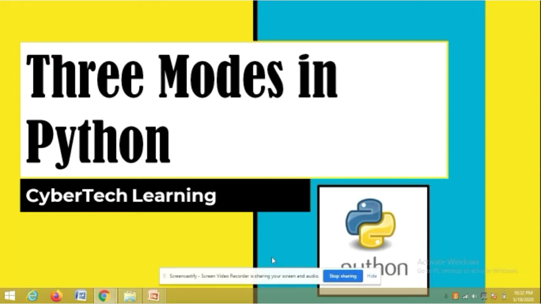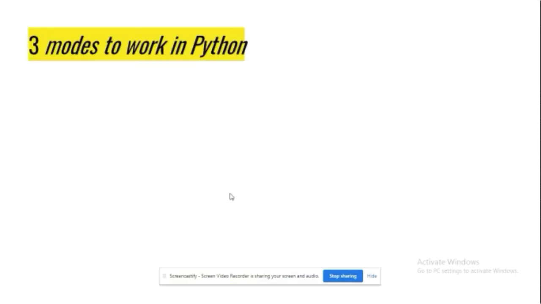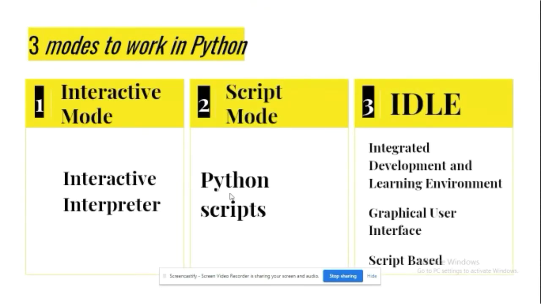To start working with Python, let's look into the three modes of Python. Python gives you three modes to work. These are the three modes: interactive mode, script mode, and IDLE. The interactive mode is also called the interactive interpreter. The script mode, also called Python scripts, is where you write Python scripts and execute them in your command prompt.